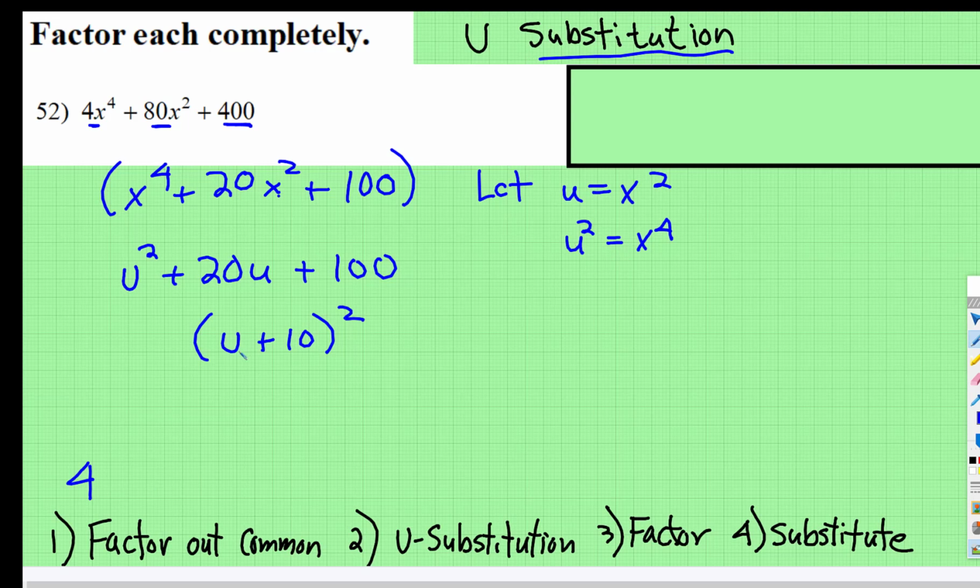So maybe not as important to use U-substitution, but I want you to be aware of how to use U-substitution. And then when we get to this point right here, we can substitute what U is equal to. So what does U squared equal? U squared is equal to x squared. So now we have x squared plus 10 squared. And that is how that is factored directly.